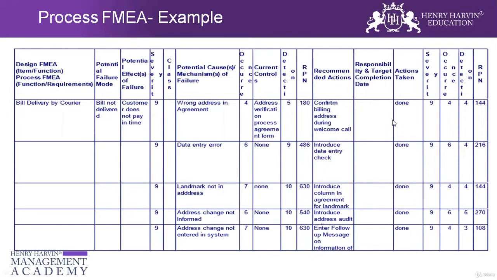And then I will give a responsibility and target completion date to the person. And then I will do the RPN again. Okay. Here again I identified that this is again greater than 100. So in that case, I will not accept.